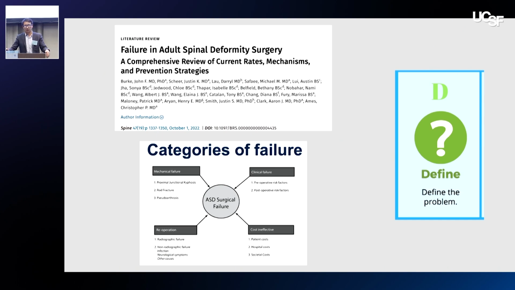This is some of the work done by Chris Ames and John Burke when he was our fellow. First of all, defining the problem: in these complex surgeries, with frail patients and the complications they're experiencing, how do we categorize these types of failures? We wrote a paper about this that you can reference, to talk about PJK, mechanical failures, and those sorts of things.